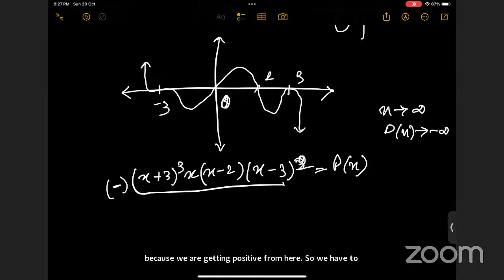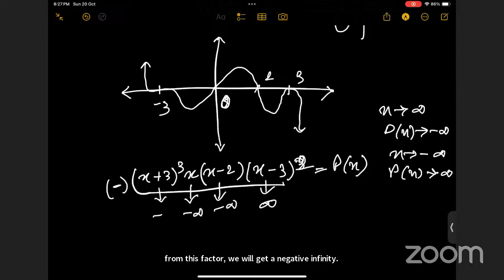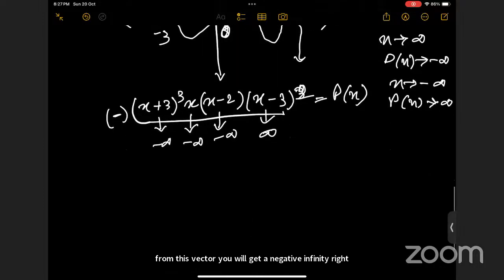Now we have to cross check that when x tends to minus infinity, the graph should be tending to positive infinity. So now we will check whether it is satisfying or not. From this factor, we will get a positive infinity. From this factor, we will get a negative infinity. From this factor, we will get a negative infinity. From this factor, we will get a negative infinity, right? Because of the power, right? So is it fine with everyone?